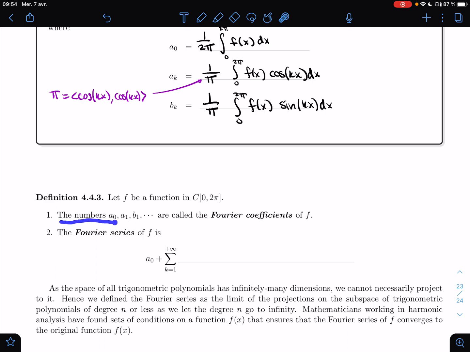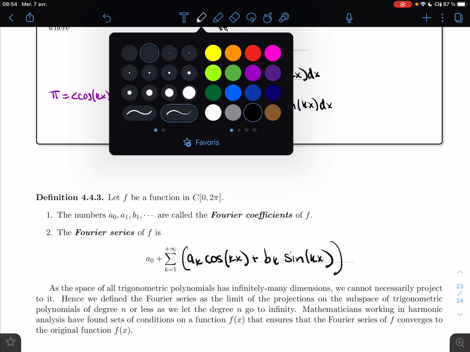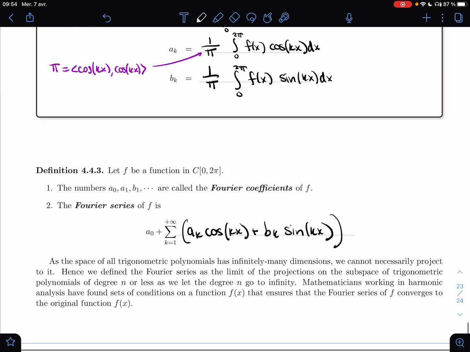So the numbers a0, a1, b1 and so on are called the Fourier coefficients of f, and the Fourier series is a0 plus the sum of ak cosine kx plus bk sine kx. So that's what the Fourier series is, just a projection using a certain inner product on the space of continuous functions.